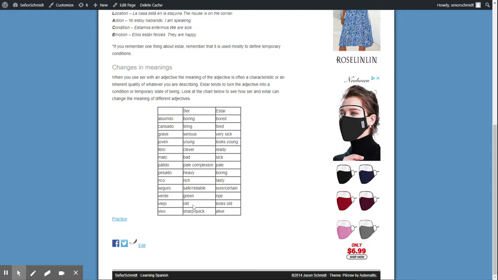So look at these, and you can see how they change. Viejo is old. Estás viejo means you just look old. Eres vivo, like you're sharp, you're quick. Estás vivo means you're alive. Okay. Characteristic, not a characteristic, it's more of a condition.